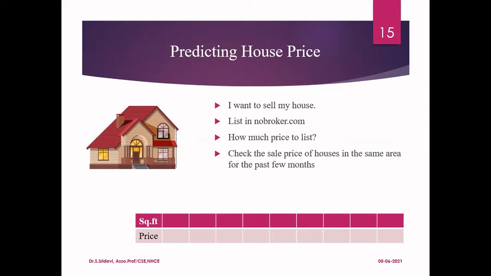So what is the criteria here is, I'm going to check the sale price of the house in the same area for the past few months. Maybe some of my neighbor might have sold their house. So I'll ask them for how much price you have sold the house. Then I will collect the data from him. Like that, I will collect the data from all my neighbors, those who sold the house or otherwise those who bought the house. Okay, then I'll prepare a table like this. I'll prepare the square feet of my house, then the corresponding price of that house. Likewise, I will ask all my friends and neighbors, I'll try to create a table like this.